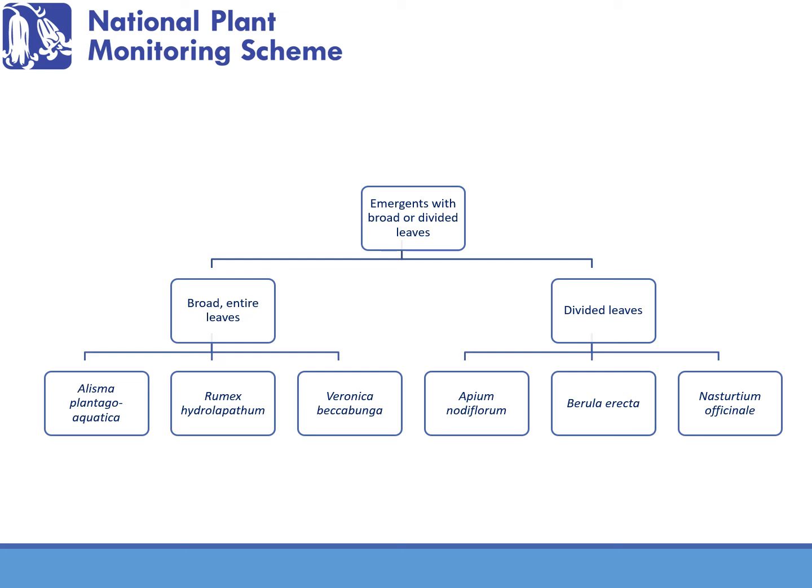And then we're also going to look at three species which have divided leaves, and that's Apium nodiflorum, which is the fool's watercress, Berula erecta, which is lesser water parsnip, and Nasturtium officinale, which is watercress itself.